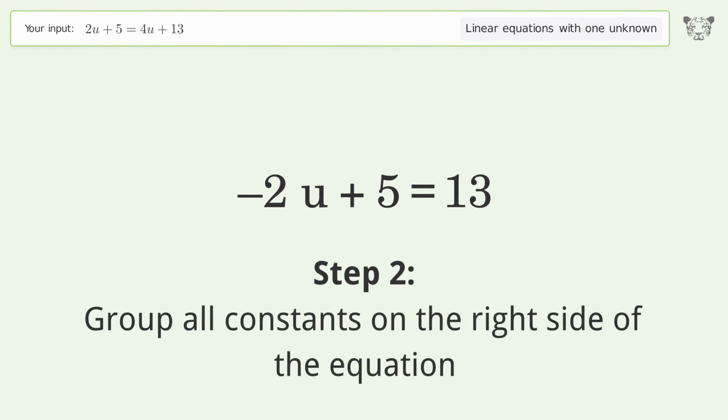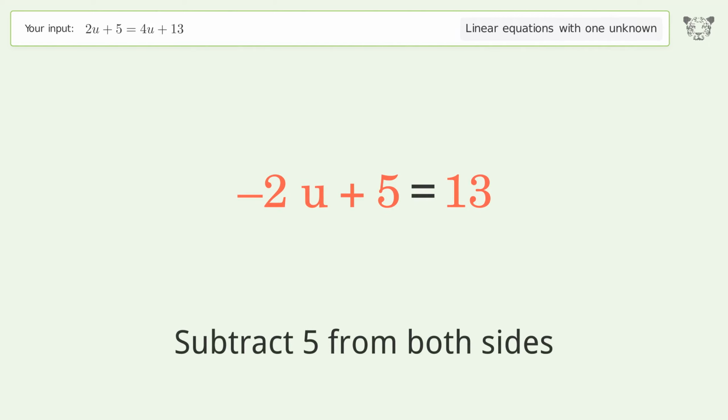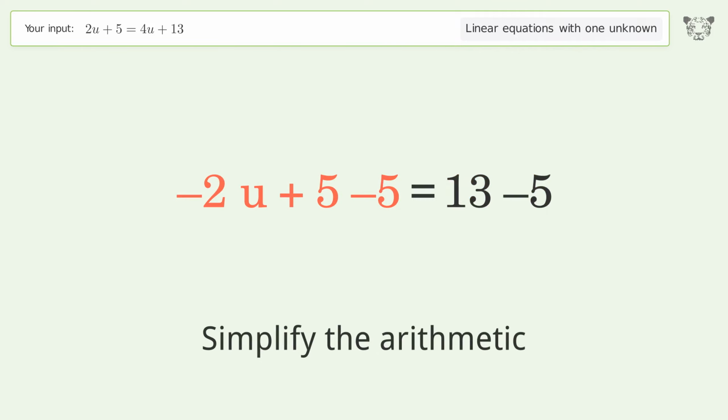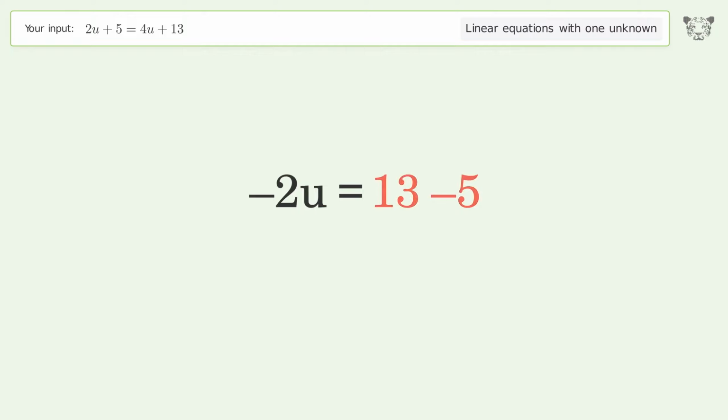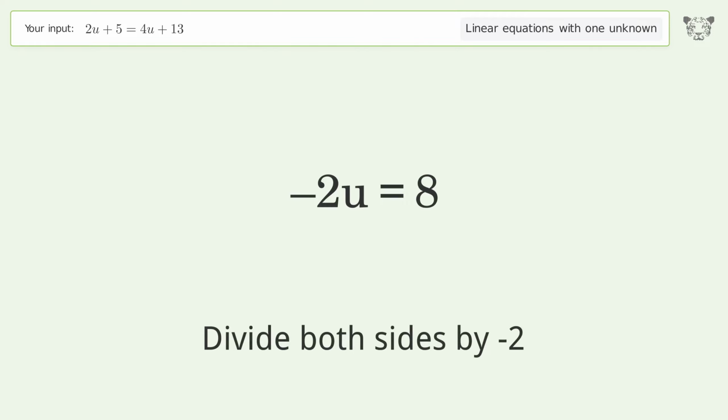Group all constants on the right side of the equation. Subtract 5 from both sides. Simplify the arithmetic. Isolate the u. Divide both sides by -2.